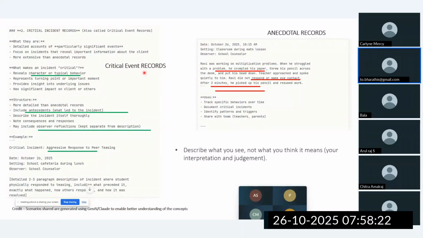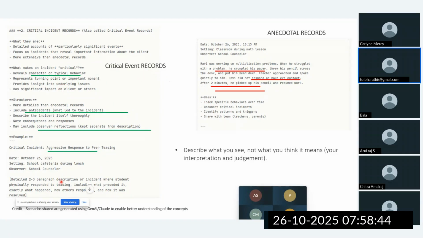Whereas in the critical event records, where it is going to be something very critical, say an aggressive behavior has happened, you want to talk about the detail, right? What triggered it, what was the prior thing that happened, how the child responded, what did you see, and what was the reaction after that also. That is all called out in detail in your critical event records.